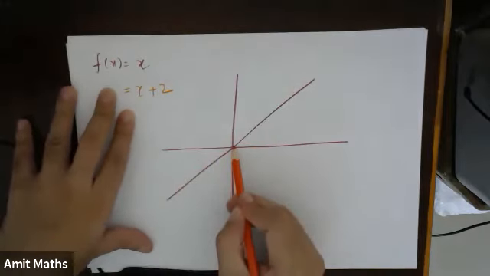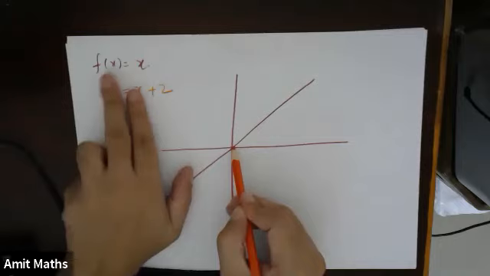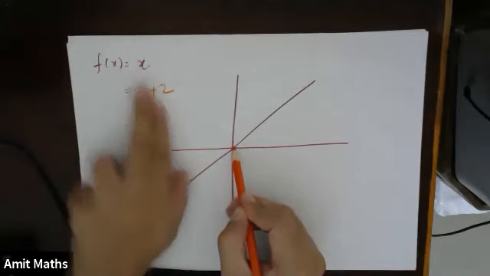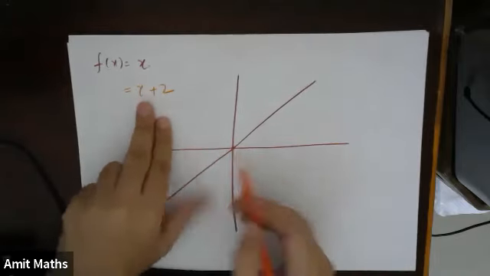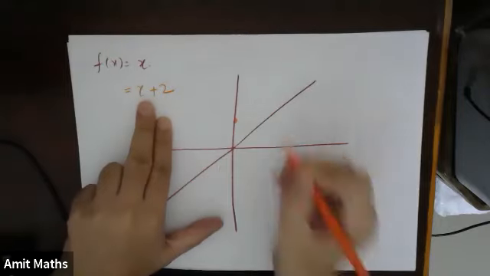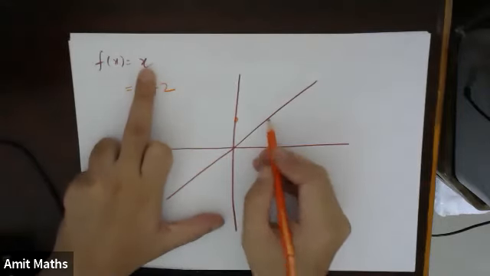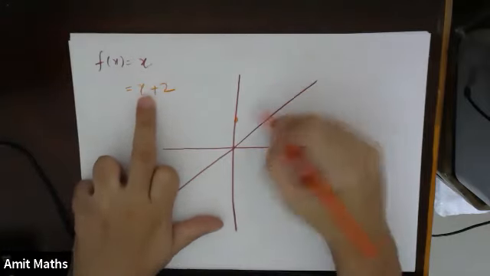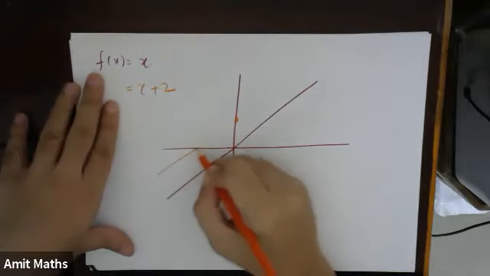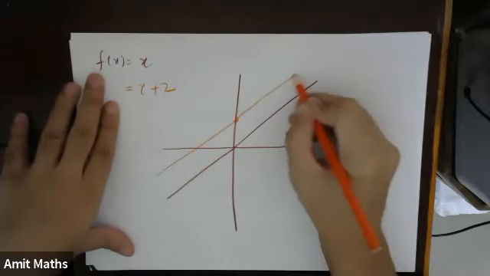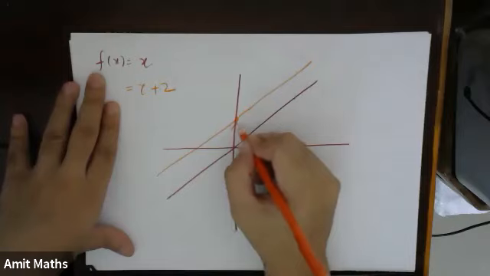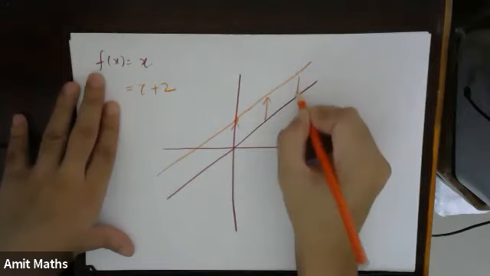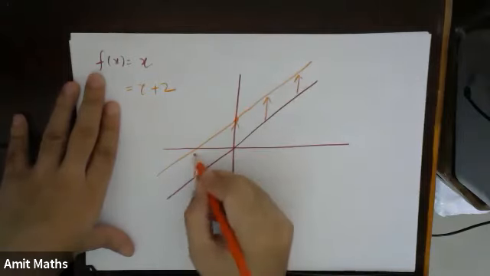When x was 0, y was 0 in this case. Now when x is 0, what will happen to y? y will become 2. When x was 1, y was 1. Now when x is 1, y will become 1 plus 2, which is 3. So the whole graph shifts upward.